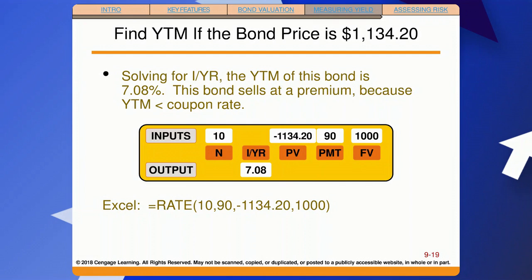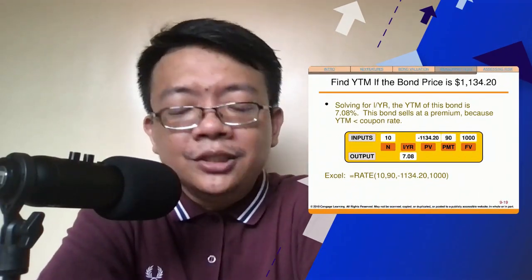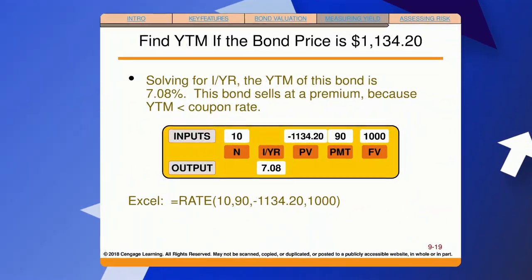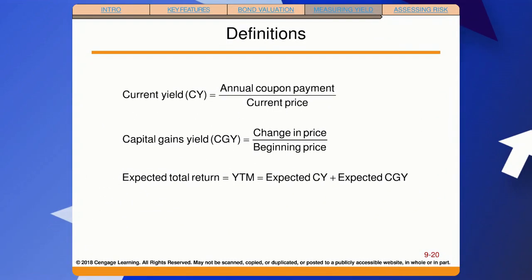7.08. So, sa bahay nyo, hopefully, itatry nyo to, no? It's the 7.08. Okay? Hopefully, malinaw, ha? Alright. So, next naman. Next naman is, okay, so, terms naman, no?